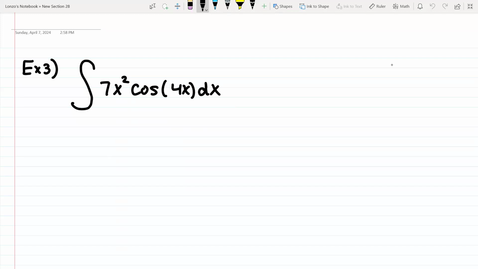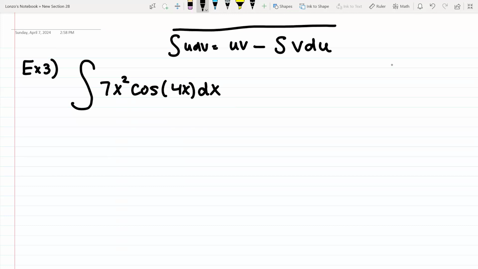And if you recall, let me just write out the integration. It is the integration of u dv equals uv minus the integration of v du. Okay. So basically, you just need this. So first, we've got to figure out what our u is and what our dv would be.